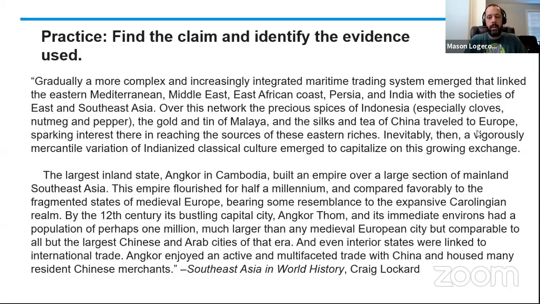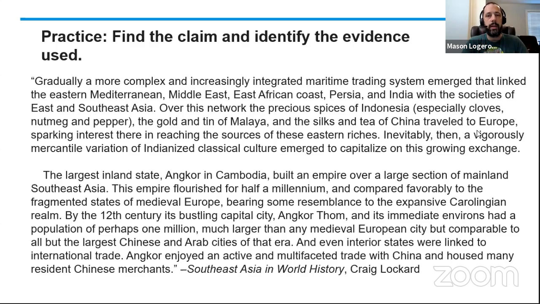All right, let's take a look at this passage. This is from a secondary source called Southeast Asia and World History. You can probably guess that it's a book about Southeast Asia in world history because you're really smart. You figured that out from the title.